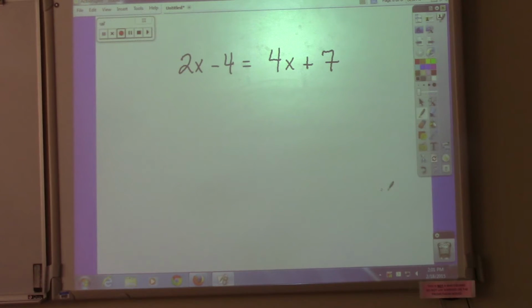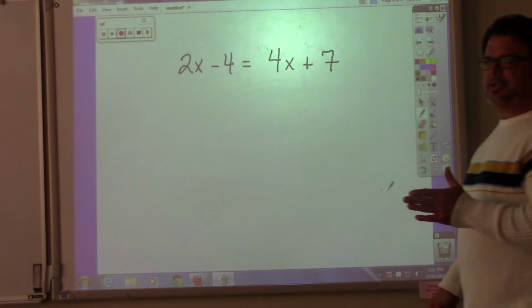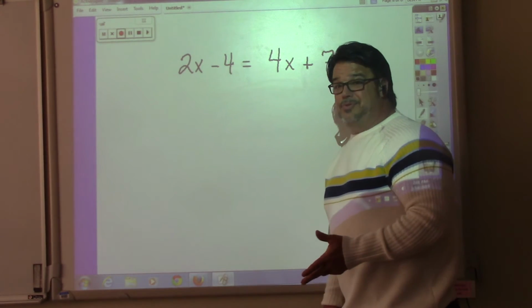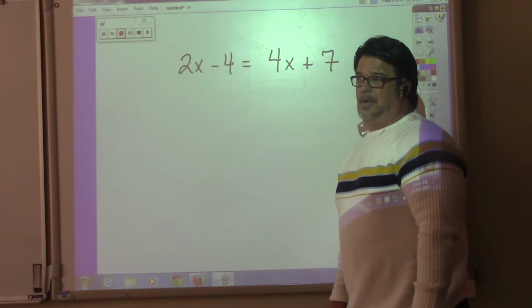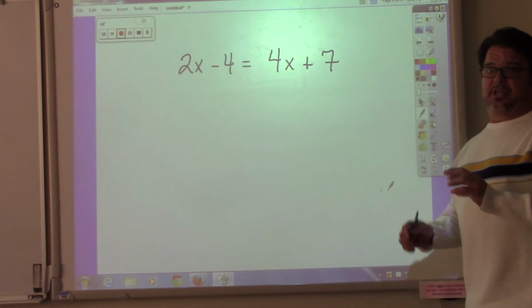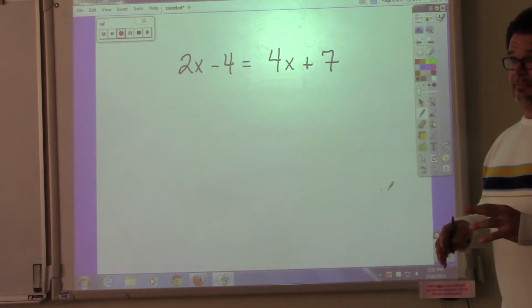So, all of us are lazy. All of us are going to pick the what? Smaller bucket. Which one's the smaller bucket? The 2x or the 4x? So you're going to move the smaller bucket. My teacher said you're always supposed to put the x on the left.